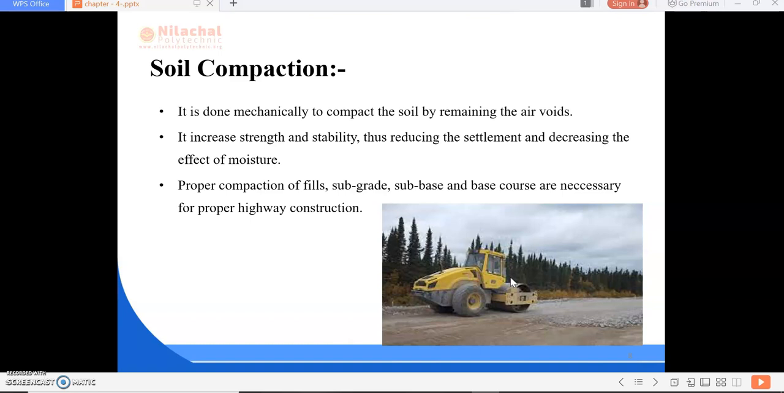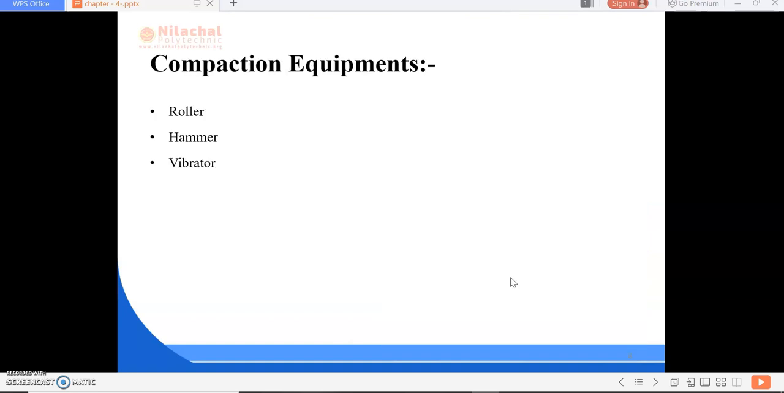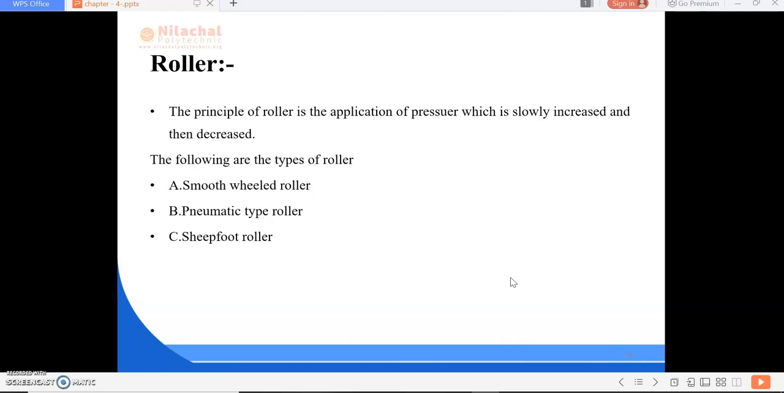So by compacting the soil, here we are preparing the soil subgrade. So there are various compaction equipments like roller, hammer and vibrator. Okay, these three are the various types of compaction equipments which we are going to use in our construction of roads. Next is roller. What is roller? The principle of roller is the application of pressure which is slowly increased and then decreased. So there are three types of roller.